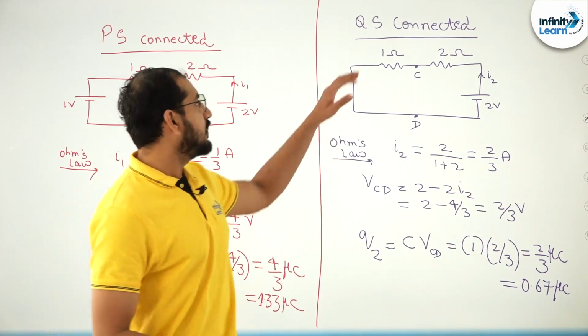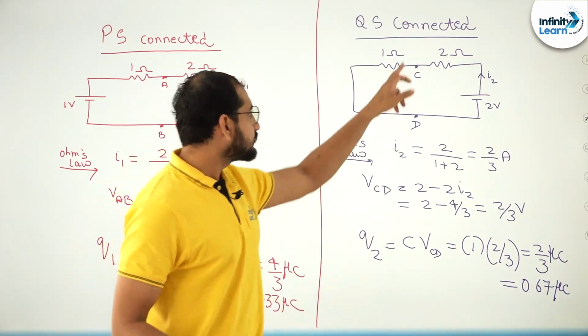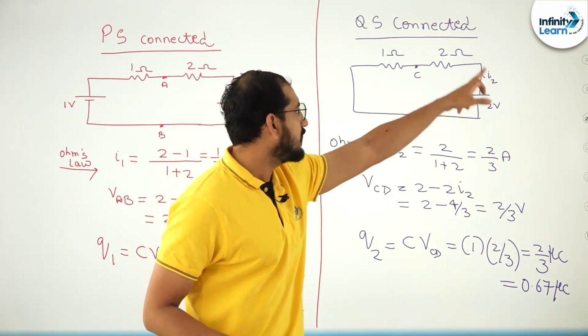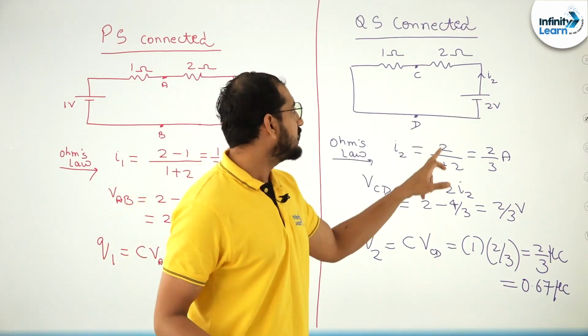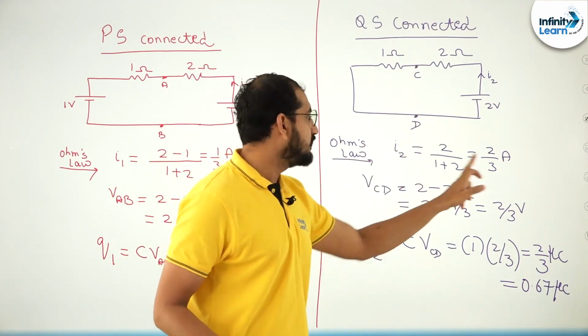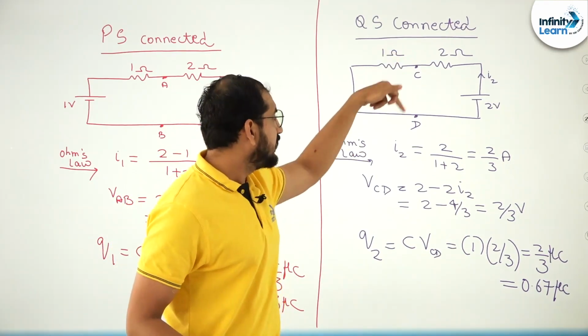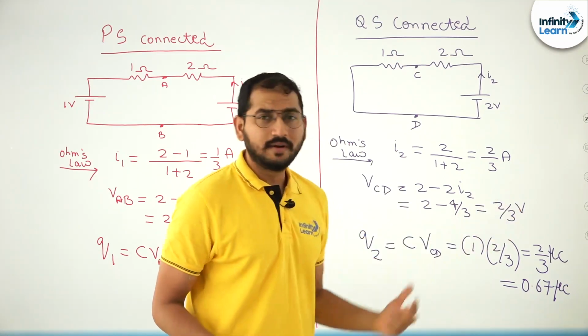And in the second form of the connection, when Q and S are connected, we are going to use the same strategy. No current across this capacitor, since it is fully charged, so current will only be in the outer circuit. This is I2. I will apply Ohm's law: only one battery, 2 resistors in series, so the current will be 2 by 3 ampere. Now I will calculate the potential difference between point C and D by applying the Kirchhoff equation. That will come out to be 2 by 3 volt.